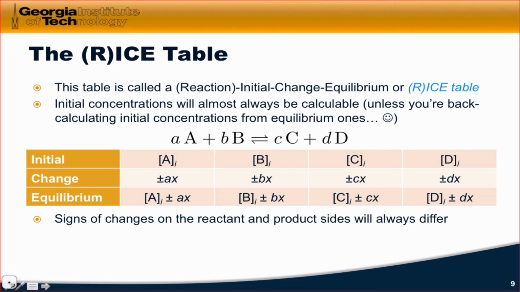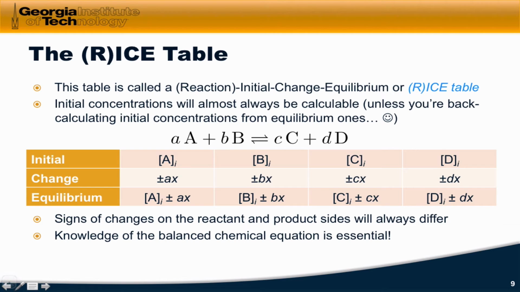Signs of the changes on the reactant and product side will always differ, and that's important. We saw that when we laid out the table previously, but for example, if A and B are negative, then the change in C and D will necessarily be positive, since consumption of the reactants implies generation of the products and vice versa. And of course, knowledge of the balanced chemical equation is essential. Why is that? Because the stoichiometric coefficients appear on the change line, and they're essential for the change line.